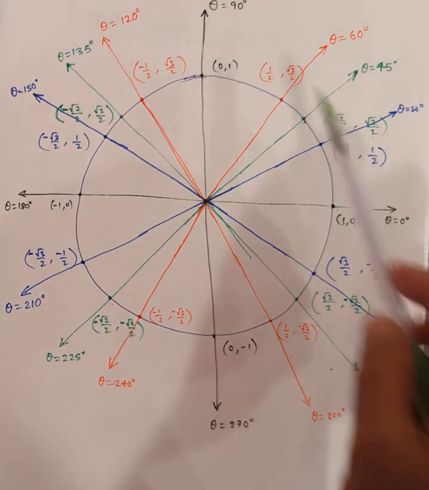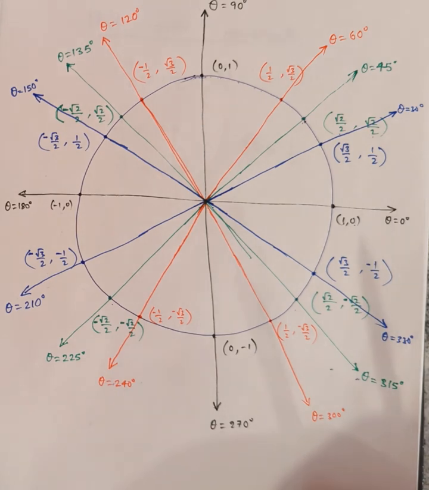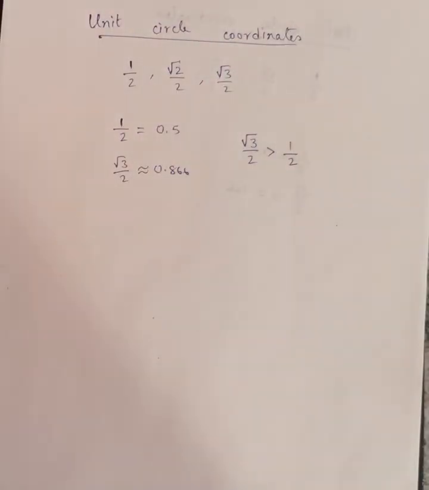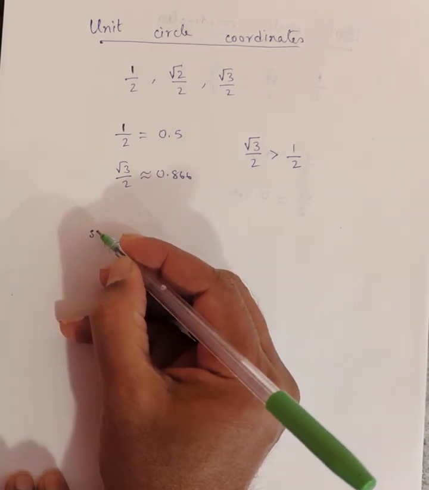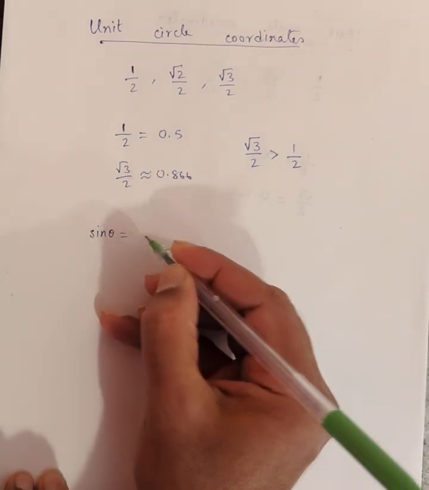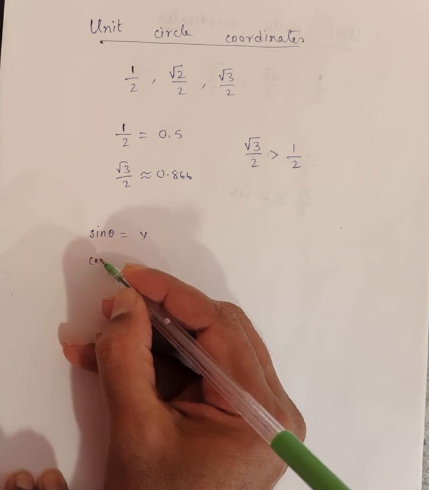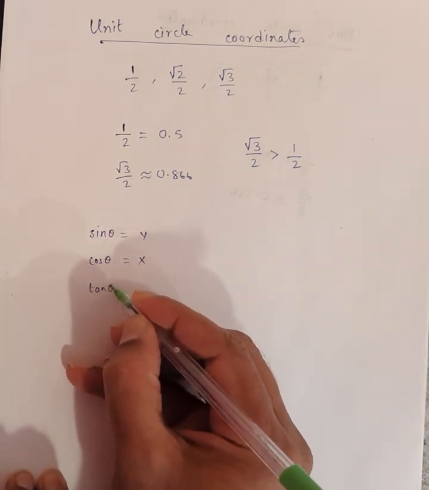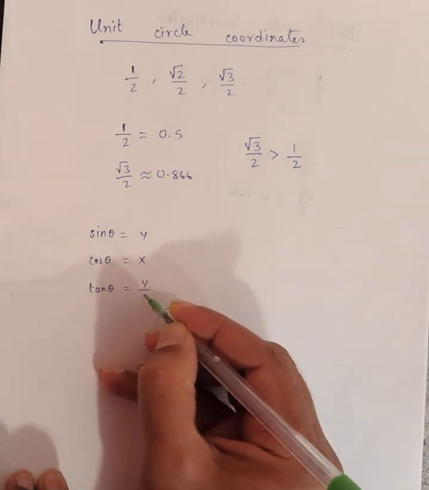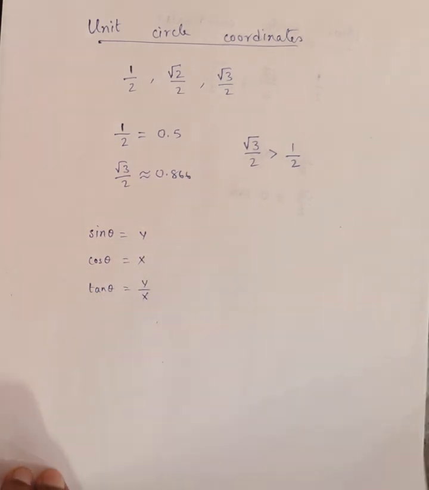Now, why are those coordinates important? It's because you can define your trig ratios in terms of those coordinates. So sine theta is defined as the y coordinate, cos theta is defined as the x coordinate, and tan theta is defined as the ratio y over x or sine over cos.